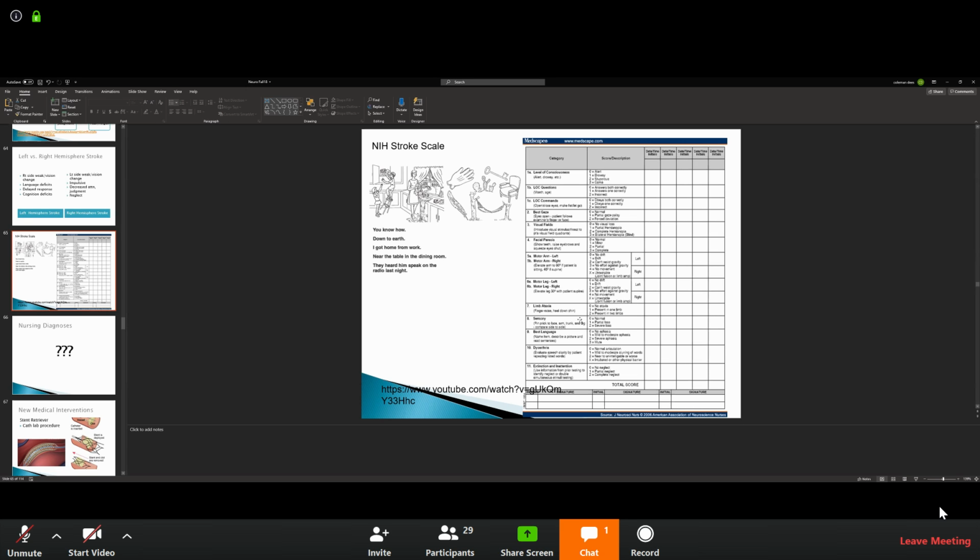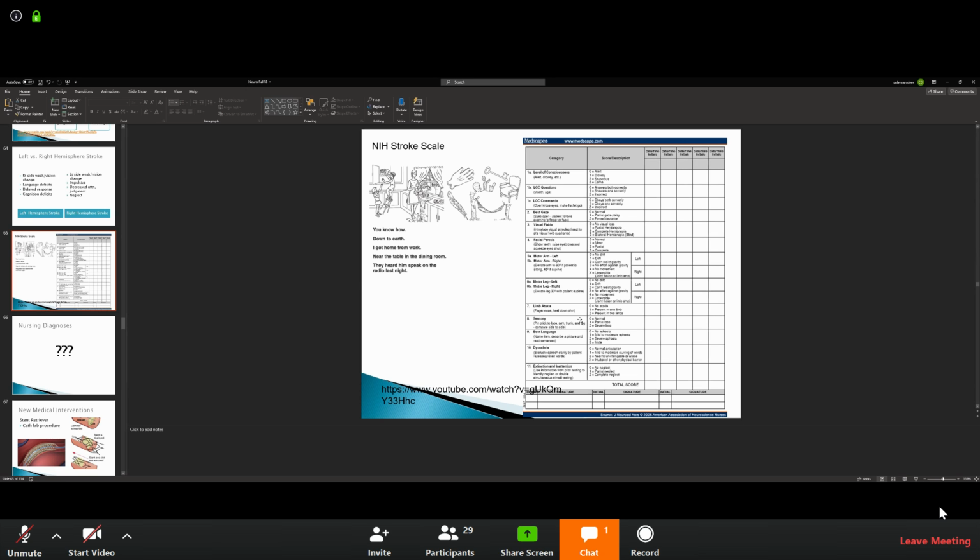So for level of consciousness, you have LOC questions. Typically, you can suss this out during the course of conversation. Commands: can they make a fist? They typically want to see if they can follow two sequential commands.